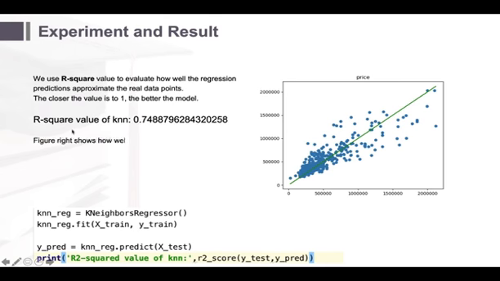R square value equals 0.75, which is close to 1. So we can see this model is good for now.